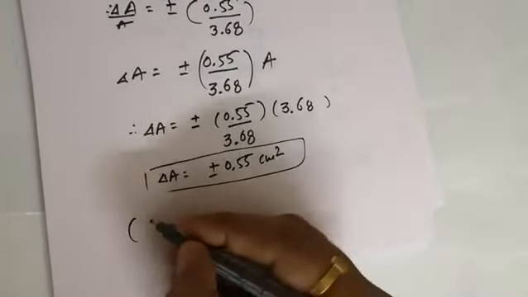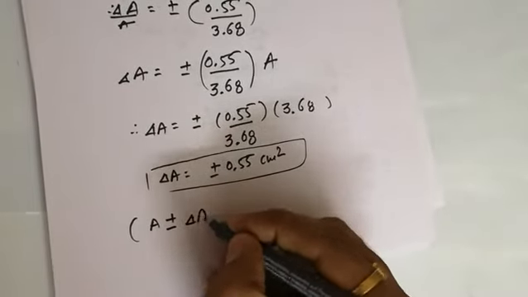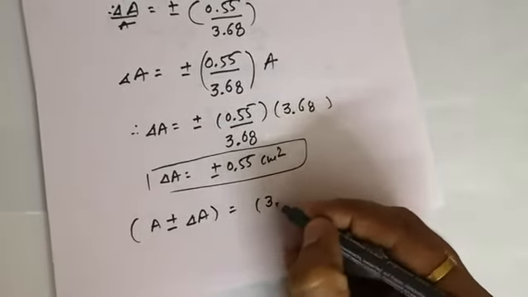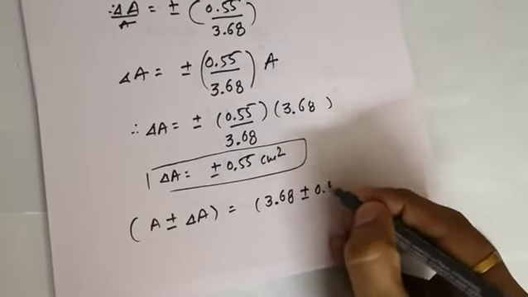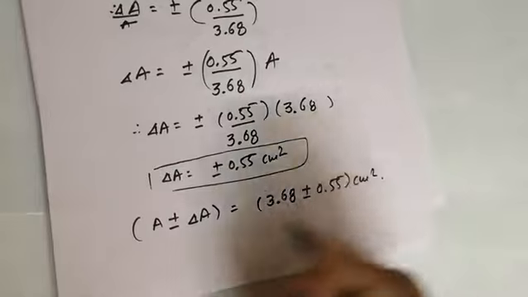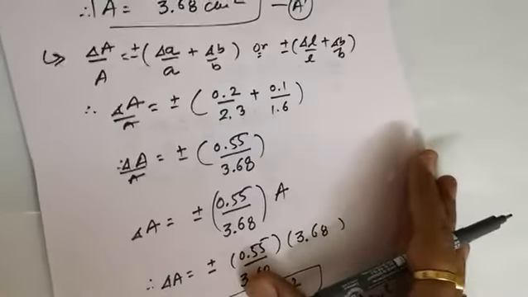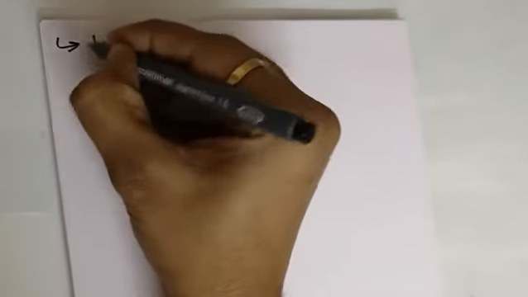I want to show it in the descriptive manner. A is equal to 3.68 plus or minus 0.55 centimeter square. This is how you can calculate using the multiplication rule. Now we want to move to another part, that is our division rule. The division rule is somehow the same rule as our multiplication rule, but its method is somewhat tricky. Not actually tricky. If you are a fan of maths, then you will love it.